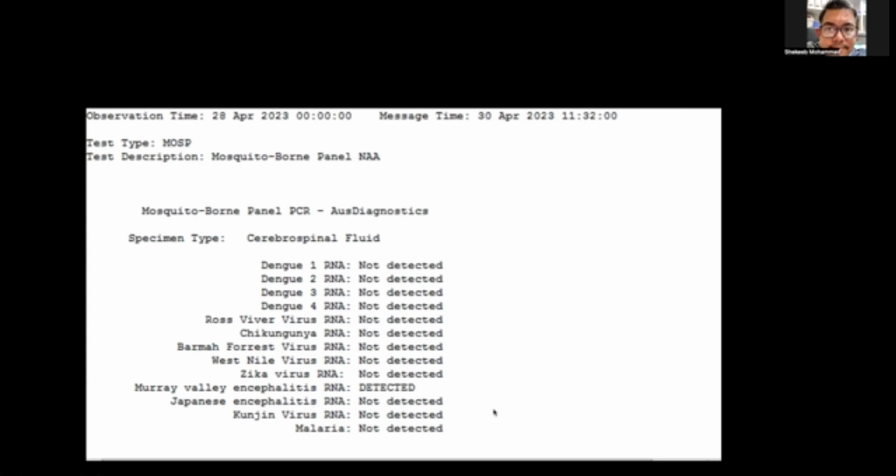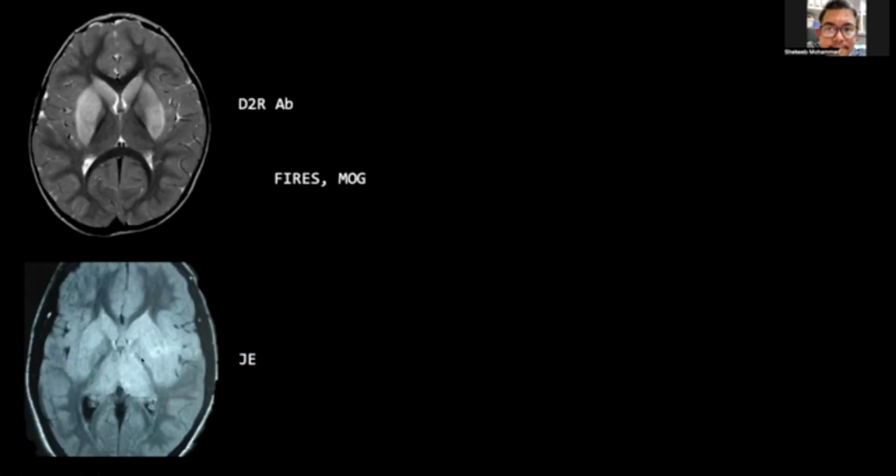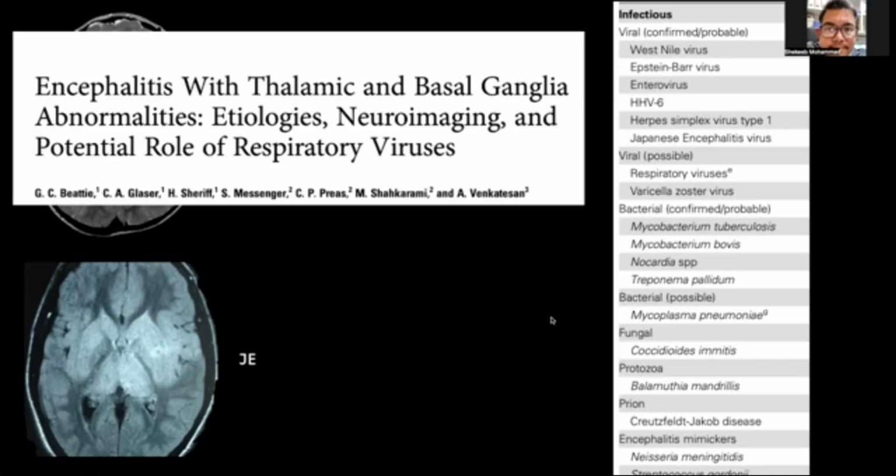And this conforms to the pattern seen in many of these arboviruses around the world, depending on where you work. A similar pattern may be seen with Japanese encephalitis in some parts of Asia, as well as in autoimmune presentations sometimes, which may be restricted to the basal ganglia, as in this case of autoimmune basal ganglia encephalitis. And sometimes in encephalitic presentations, this may also be seen with inflammatory disorders like FIRES or with other autoantibodies such as MOG, where you may or may not see other extensive changes.